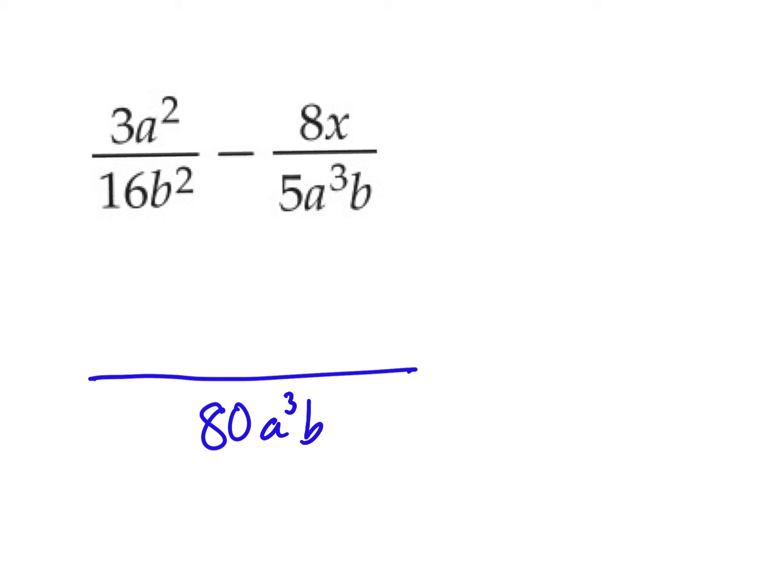And the highest power at the b is b to the second. So here's what I mean by everybody's invited to the party. Okay, 16 is a factor of 80. 5 is a factor of 80. Both numbers are represented by this 80.